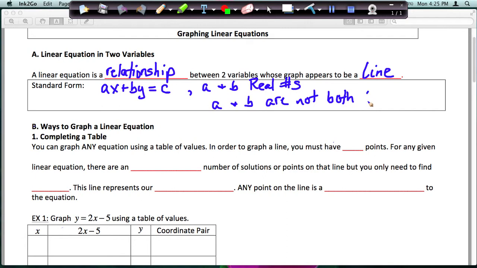Because if they're both 0, then you would have 0 equals c, some other number, and that's not an equation of a line. So only one of them can be 0, not both.